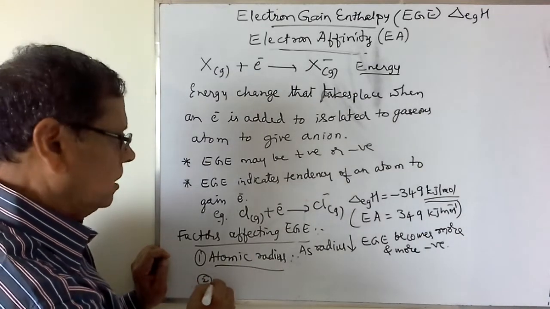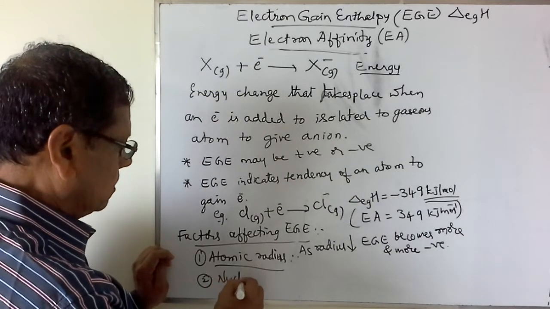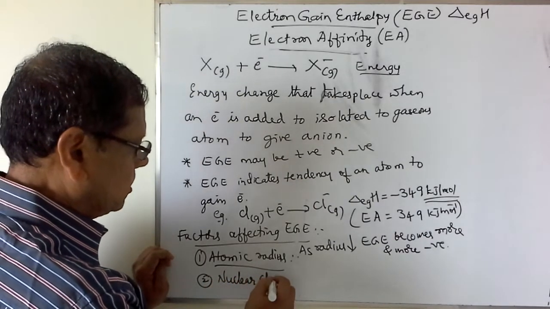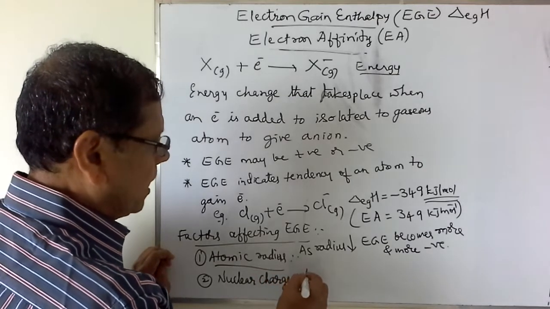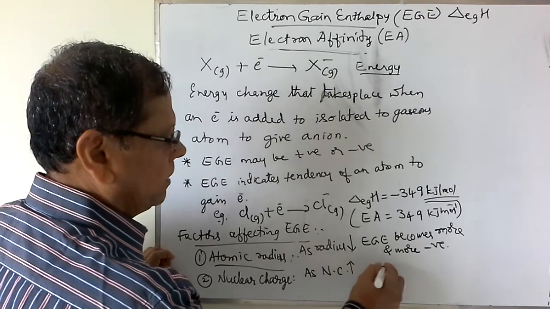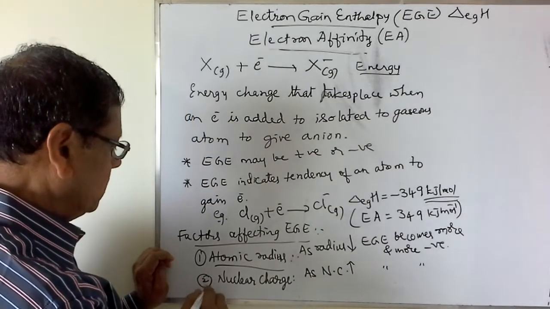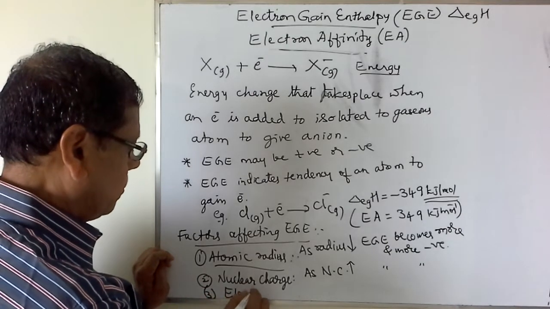All three factors actually favor or act together. The second one is the nuclear charge. As the nuclear charge increases, electron gain enthalpy becomes more and more negative. The third one is electronic configuration.